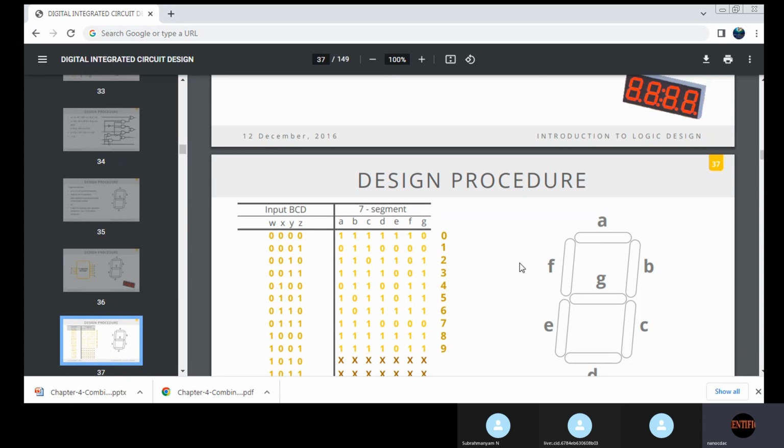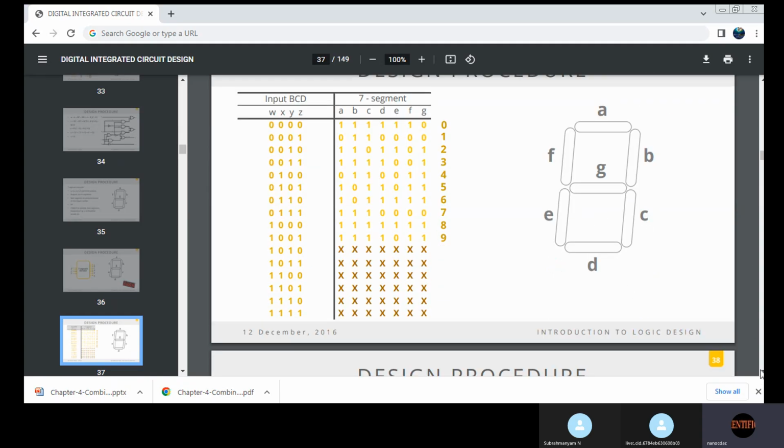For 0010, that is 2, 2 is displayed like this. So A, B, G and D will be high. A, B, G, D will be high. Like that you can design your 7 segment.